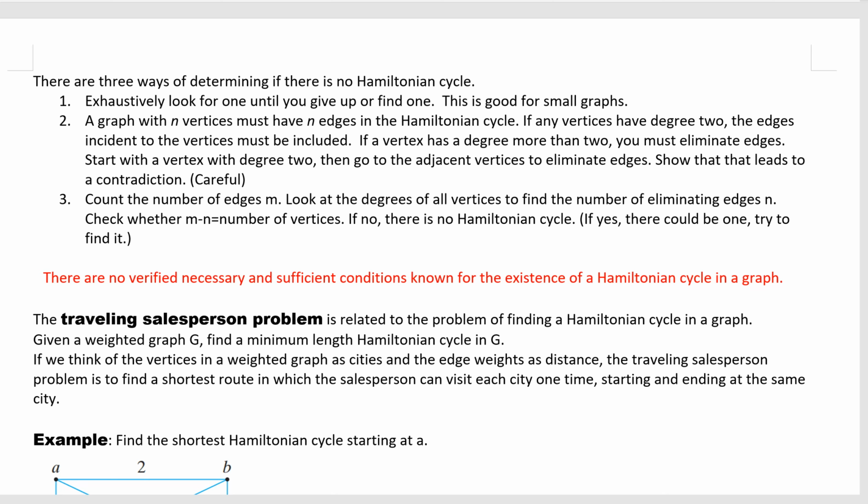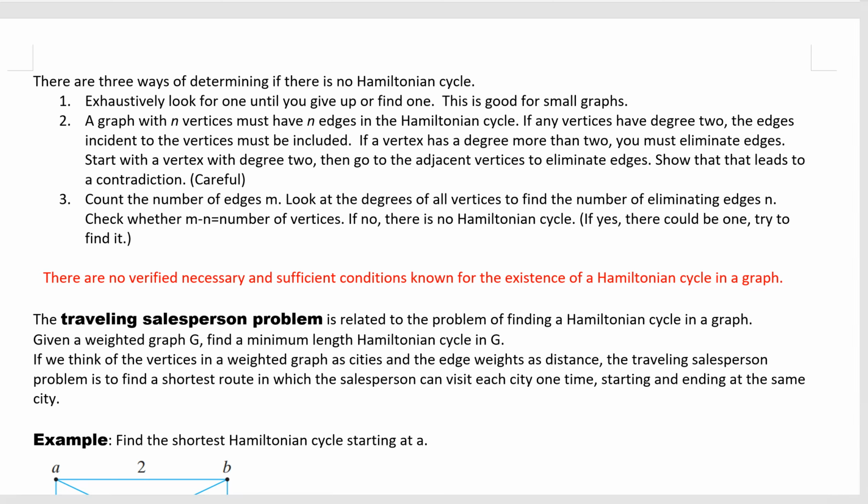We try another method. So, in conclusion, there are no verified necessary and sufficient conditions known for the existence of a Hamiltonian cycle. Those two methods can only show that there is no Hamiltonian cycle, when we see a contradiction or the number of edges is not the same as the number of vertices. But we don't have a necessary and sufficient condition to show it exists. It must exist? We don't know.